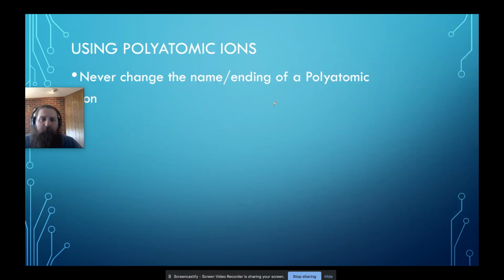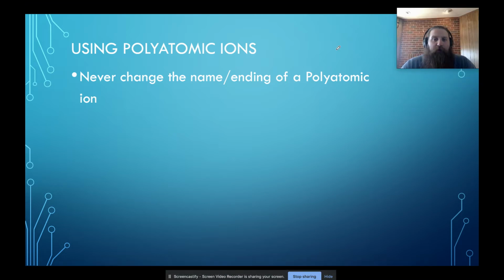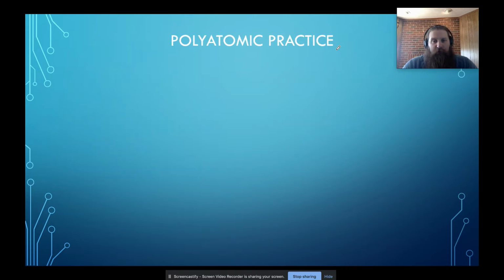Now, when we use them, you never, ever, ever change the name of a polyatomic ion. Like before, we were changing the endings of our anions to ide. You don't do that to polyatomic ions. You just write them. You still use the cross-charge method when they're bonded to a metal or non-metal. You still use the Stock system if you need to, if there is a Roman numeral. You never, ever, ever use prefixes because they're ions. They're an ionic bond. So let's name a couple of these.